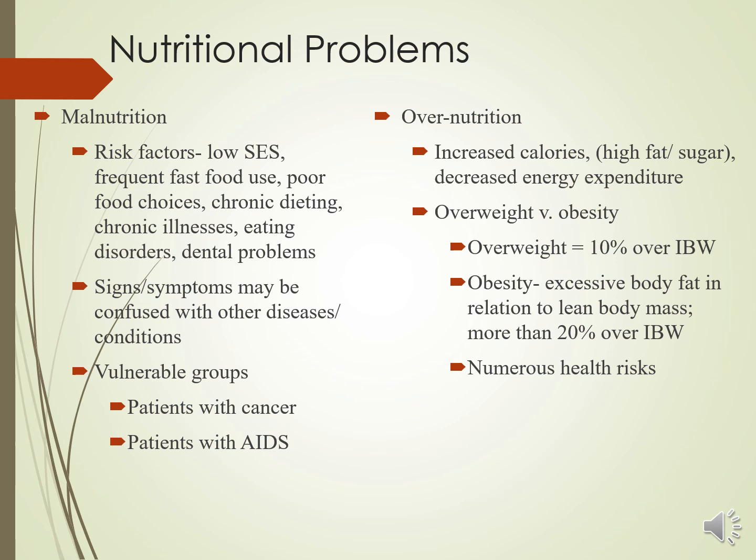Overweight is 10% over the ideal body weight, but for many patients, the ideal body weight is not what you would expect. I remember when I was a kid, they said 100 pounds if you're 5 feet, and then for every inch over that is another 10 pounds was the allowance. So if you were 5'4", that would be 140 pounds.